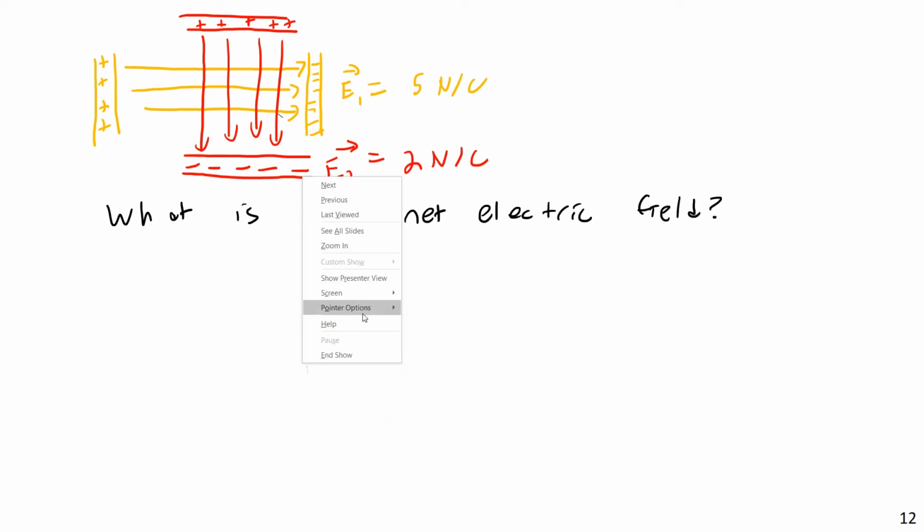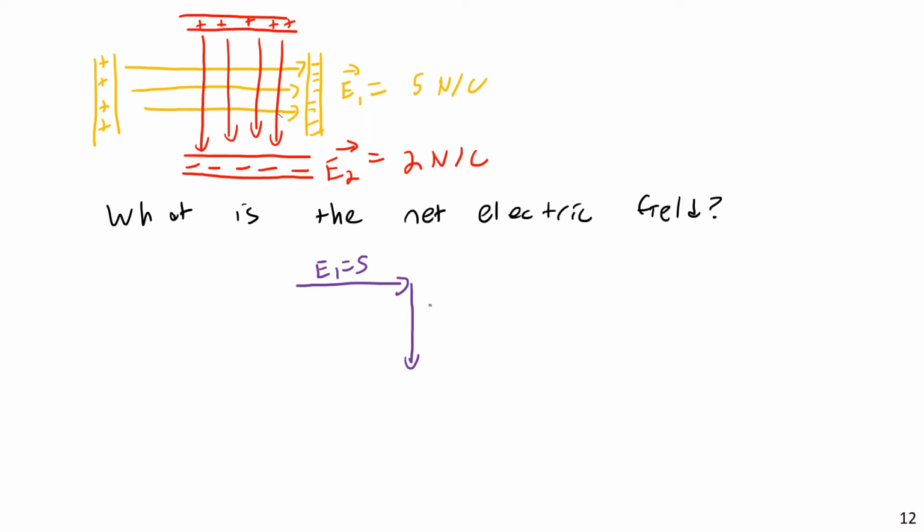Well, I could do this by a simple vector summation, very trivial. So I would have an E1 equals 5, and that would be going to the right, and an E2 downward equal to 2. And that would have units of newtons per coulomb. And the result would have some magnitude and direction, some theta, and an E net magnitude.